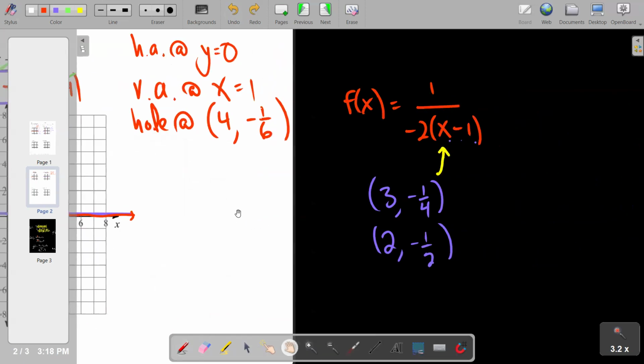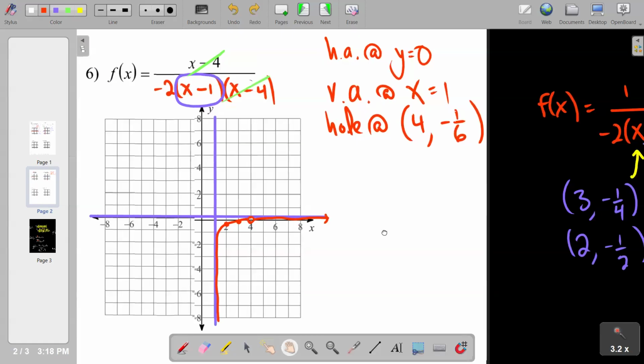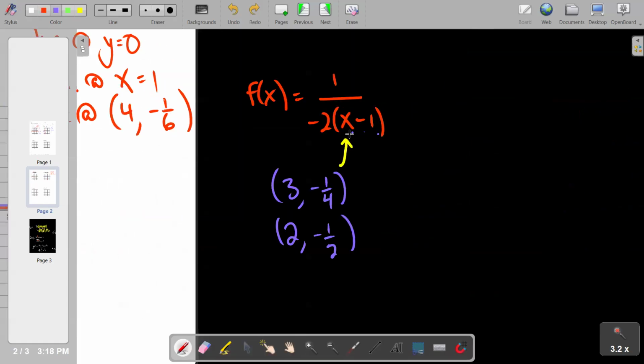Yeah, I would have said 0, quite frankly. I don't know why you guys are making everything harder than it needs to be, but 0 is conveniently to the left of the asymptote. If I put 0 in place of x, where the yellow arrow is pointing, what's 0 minus 1? -1. -1 times -2 is 2. So if I put in 0, I get 1/2.